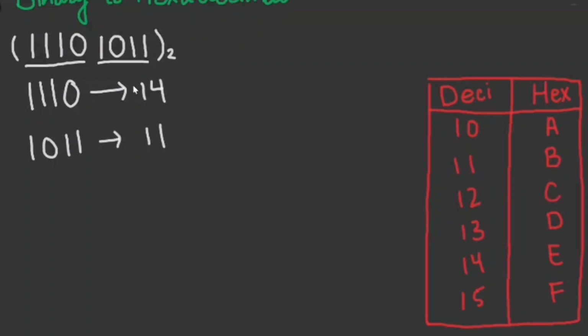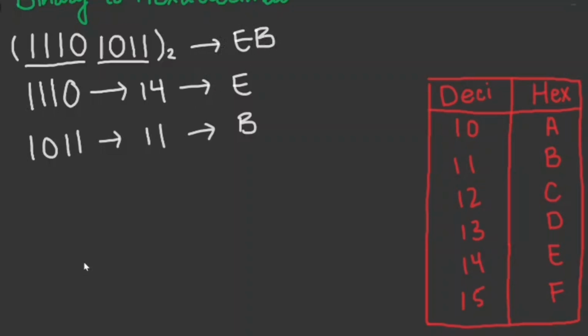So here we have 14, and for 14, we have E. So in hexadecimal, this would be E. And 11 in hexadecimal would be B. So that's it. Our hexadecimal number would be EB.